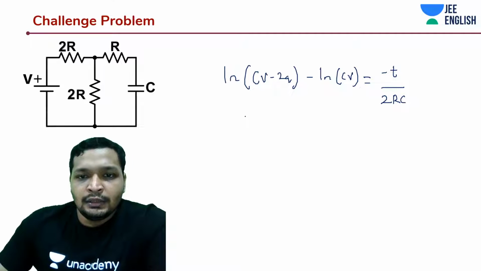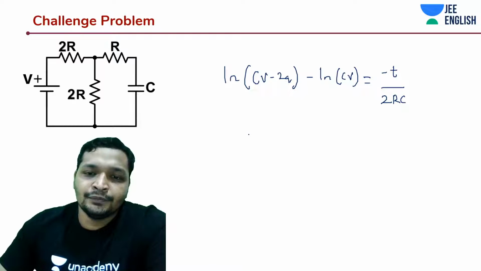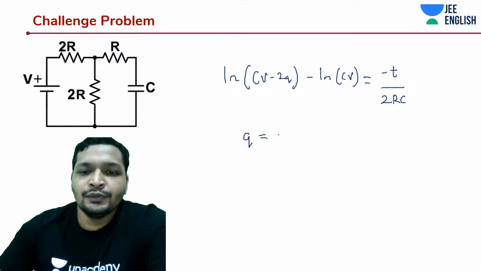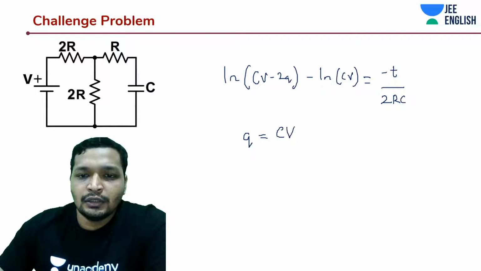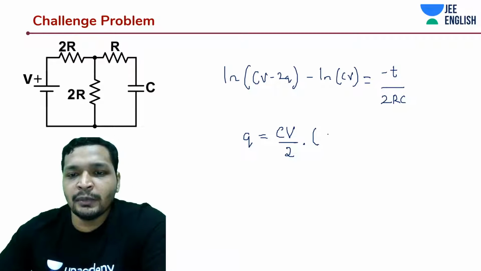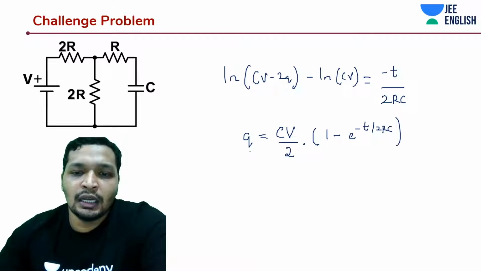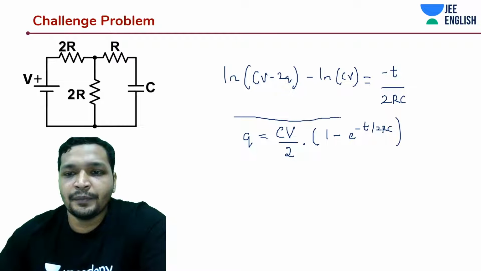And yes, this is going to be directly q is equal to, we'll do the detailed solution for one of the other problems, but this is going to be q is equal to CV by 2 times 1 minus e to the power minus t by 2RC, and is this equation correct?